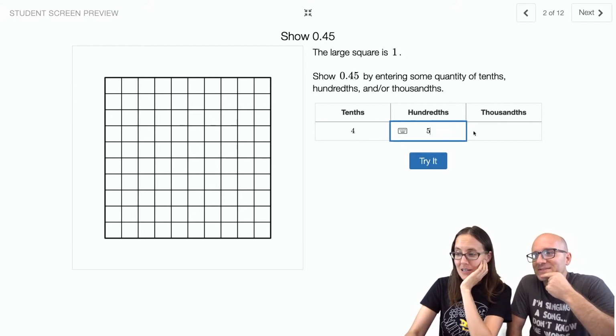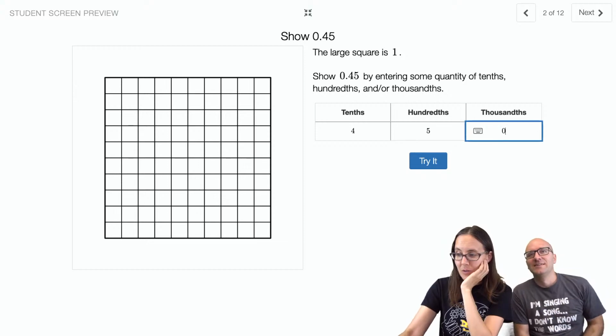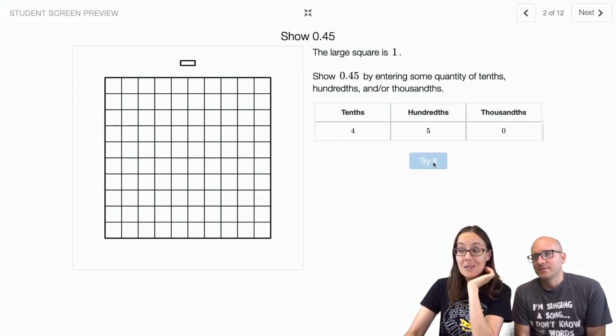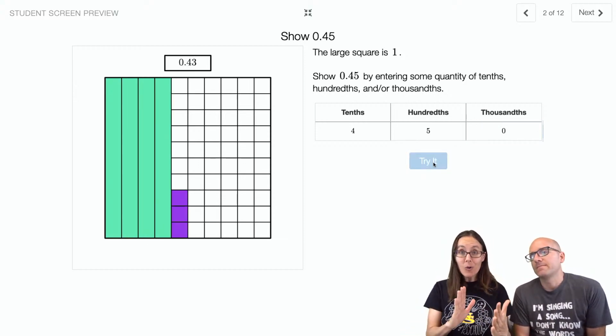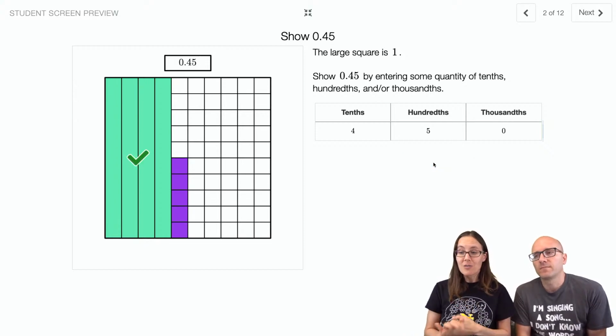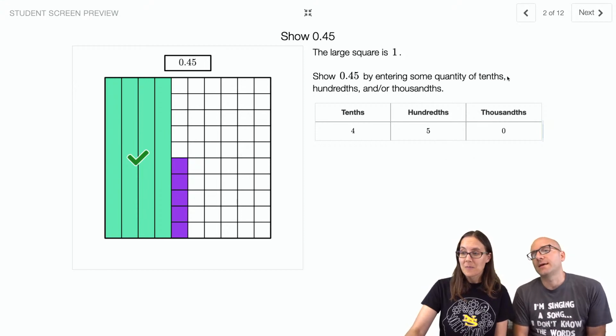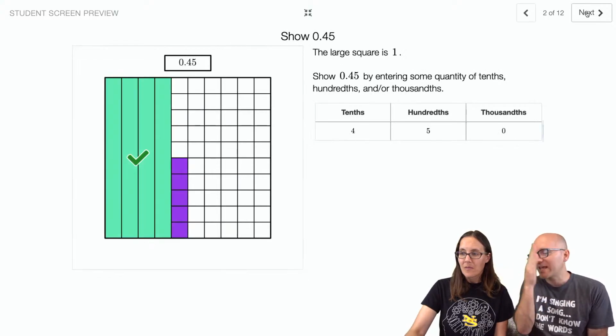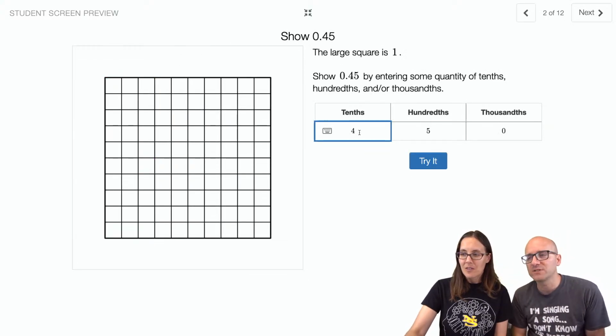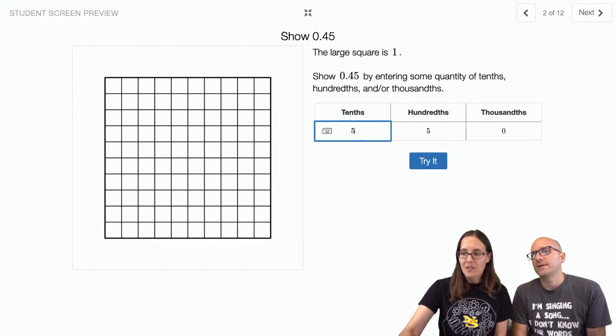It looks good to me. And then 0 here. So I'm going to try it and see what it looks like. Okay. There's my 4/10. There's my 5/100, and a little check mark to say it's correct. Ooh, so I like that. You see how there are 4 columns that kind of came in? So if you only cut the square into 10 columns, those are the green columns, and then those little squares. Yeah, okay, I like that.